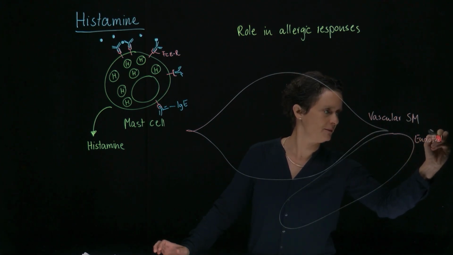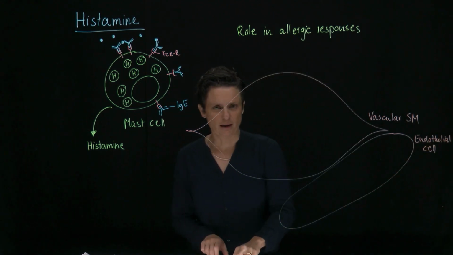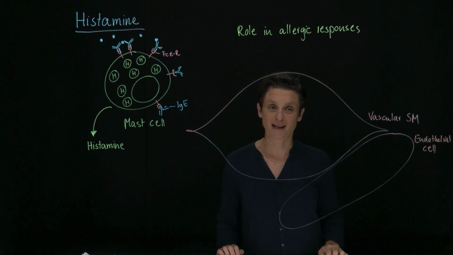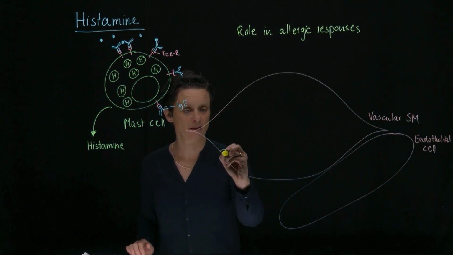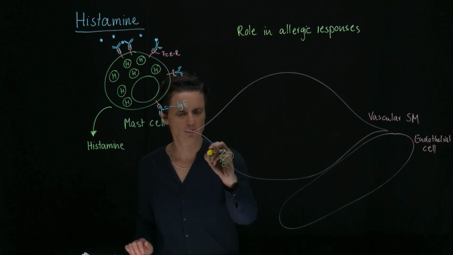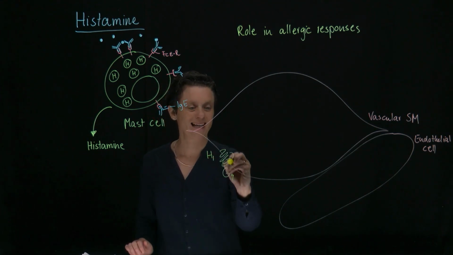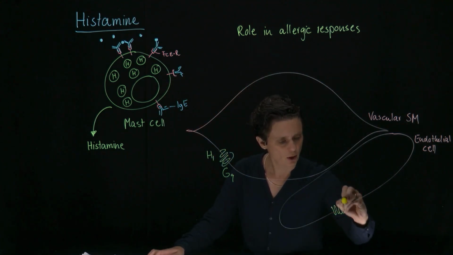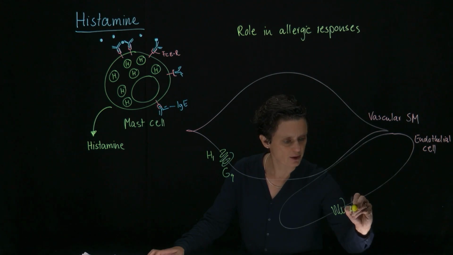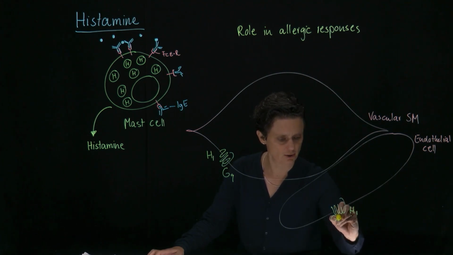Because a lot of times, vasoactive mediators have receptors on both the vascular smooth muscle cell and the endothelial cell. And that's actually the same for histamine. So the histamine receptor is the H1 receptor. It's Gq coupled, and it sits on the vascular smooth muscle cell, but also on the endothelial cell. So this is this G protein coupled receptor, Gq.